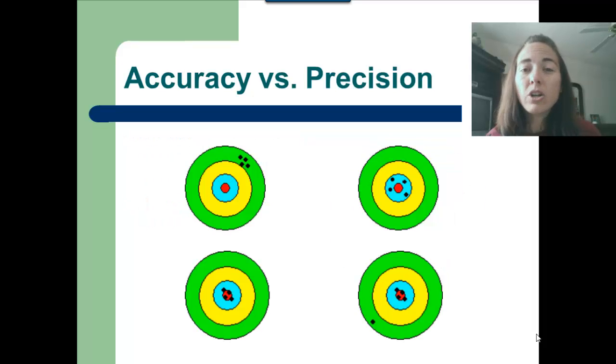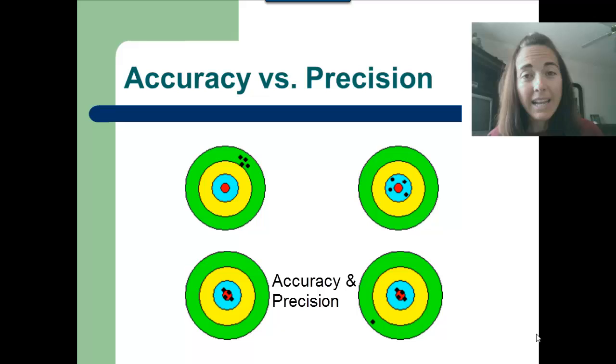Alright, so here are four for us to consider. The top left bullseye has precision, but not accuracy. The top right has accuracy, but not precision. Those are the two that we just looked at. So now let's look at the two on the bottom. Bottom left, 4 shots in the red bullseye, center of the target. That is both accurate and precise. They got the right answer and they repeated it 4 times.